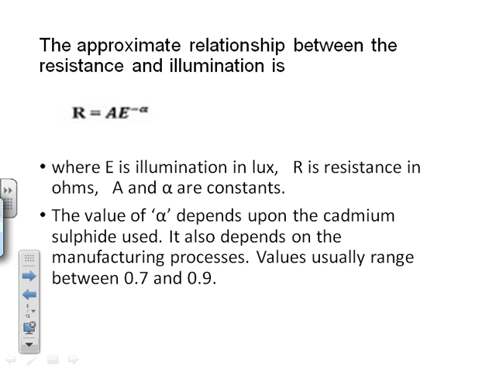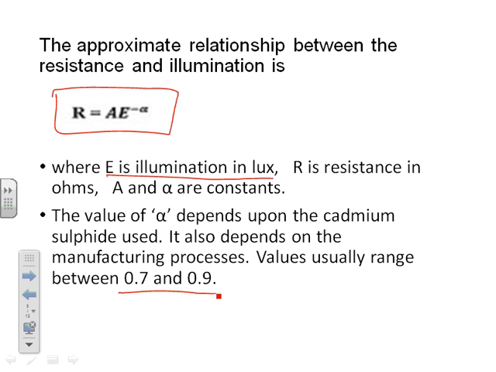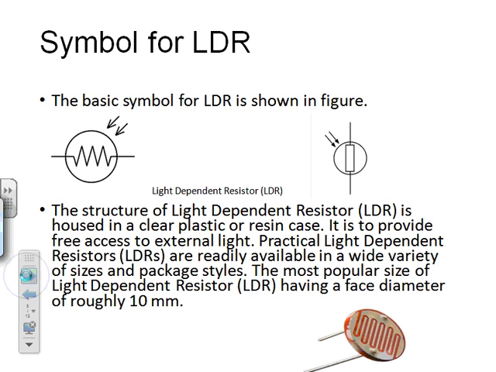The approximate relationship between resistance and luminance is given by R = A E^(-alpha), where R is the resistance, A and alpha are constants, and E is the luminance in lux. The value of alpha is between 0.7 and 0.9, and it depends upon the cadmium sulfide used. This is how we can calculate the resistance.